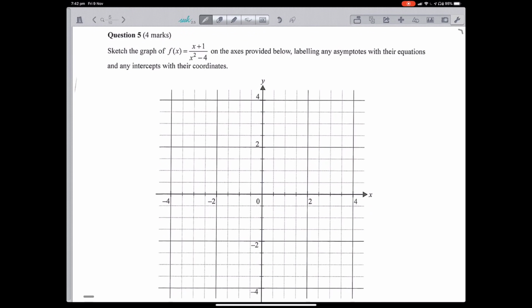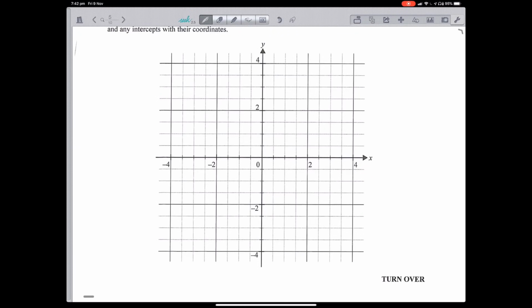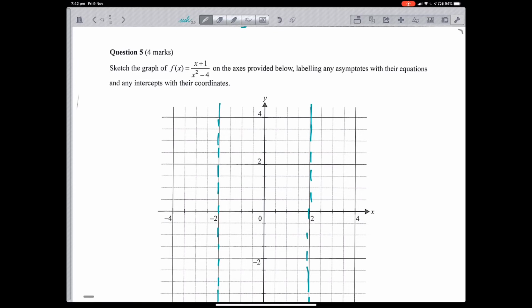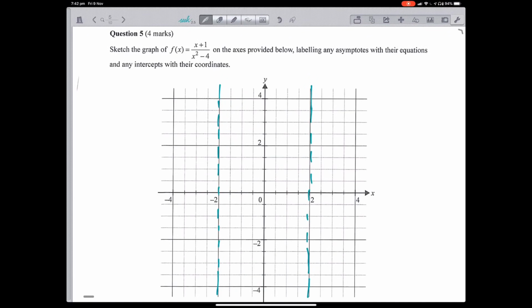Okay, number 5, we have to graph this thing. What do we know? We've got x squared minus 4 on the bottom, which is (x plus 2)(x minus 2). So that's going to give us asymptotes at x equals 2 and x equals negative 2. We also know when x equals 0, I'm going to get negative 1/4.